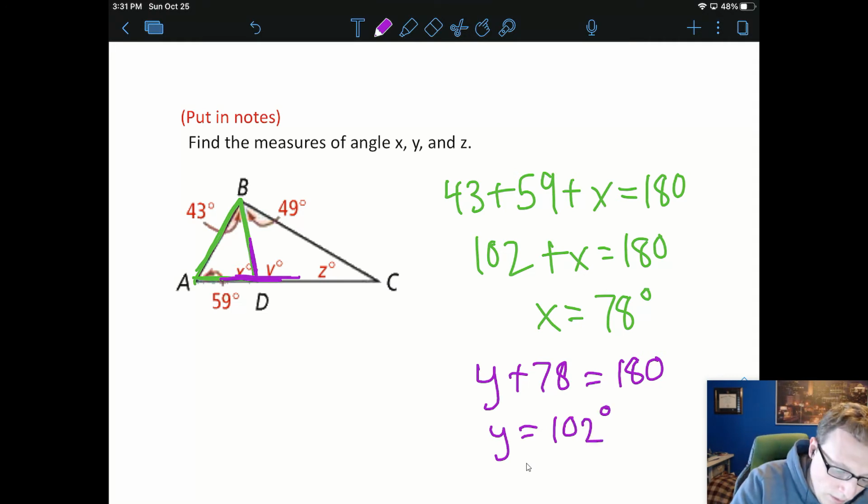And then last but not least, we can find z. I'll change colors again just to make it a little bit easier to see. So we have one more triangle.